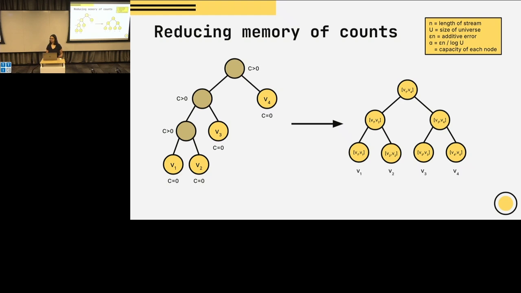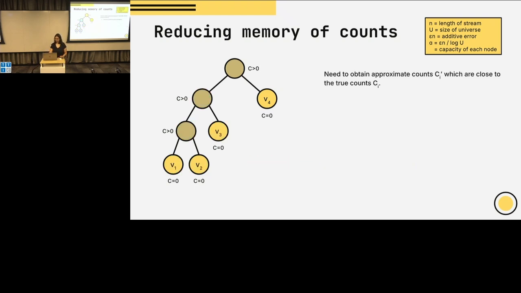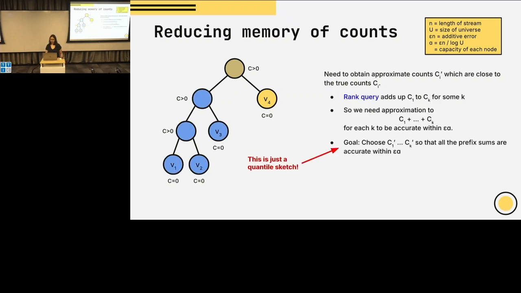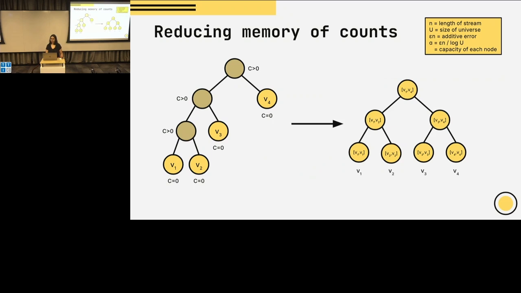That is probably the better way to write this slide, but yeah, it's just like the union. I have a question. So you create a quantile sketch for the leaves of rank alpha. Why do you pick alpha to be epsilon n over log U?